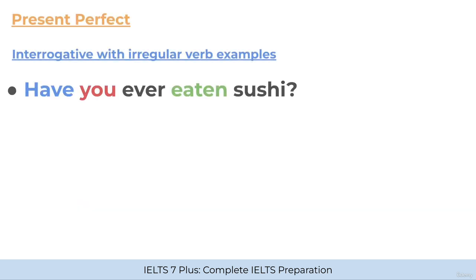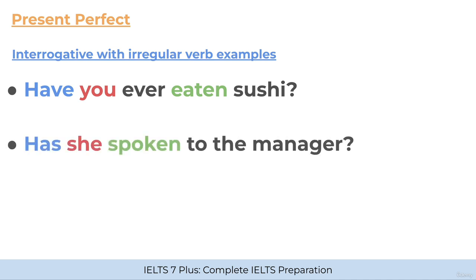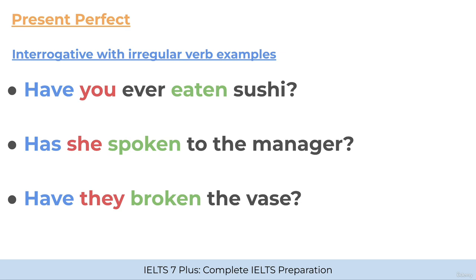Irregular verbs. Same thing. We just swap the auxiliary verb and the subject. And then, of course, that past participle form of the irregular verb stays as it is. Have you ever eaten sushi? Has she spoken to the manager? Have they broken the vase?